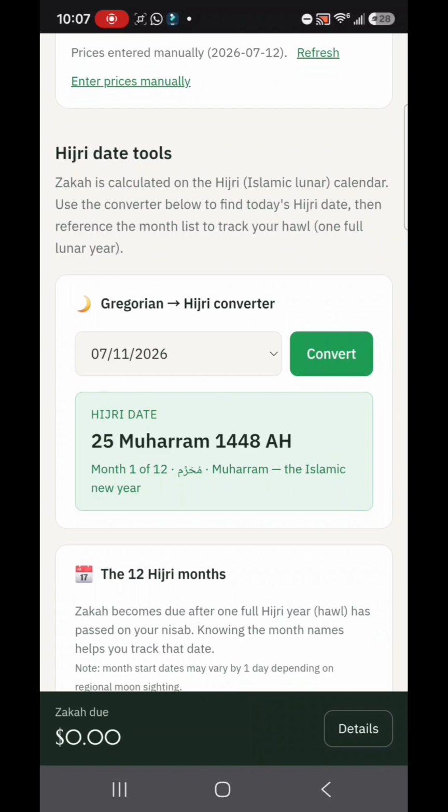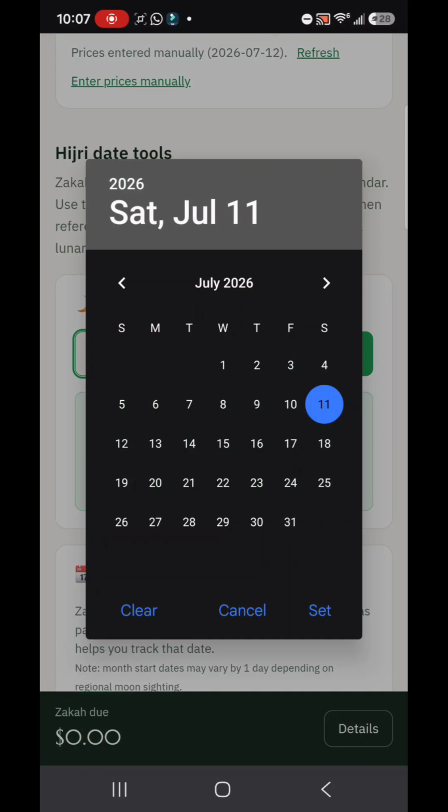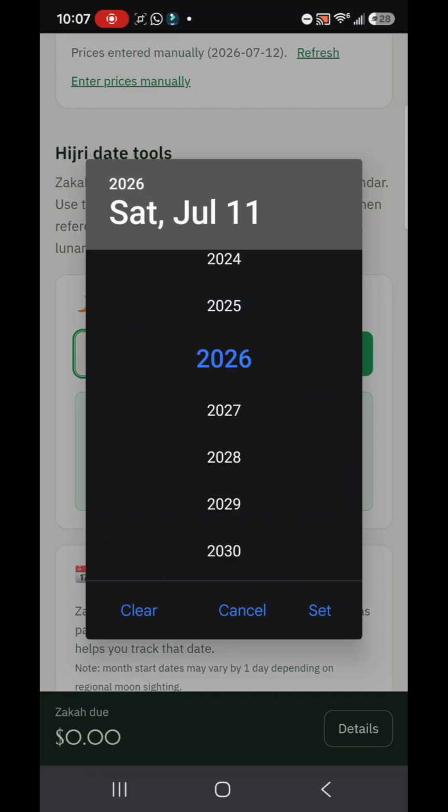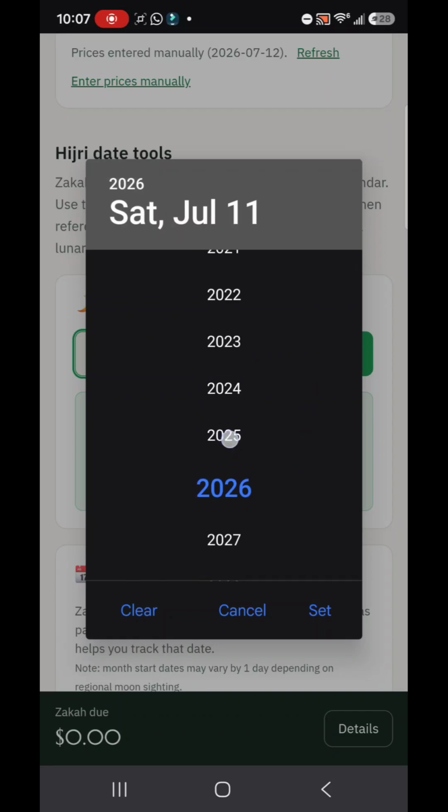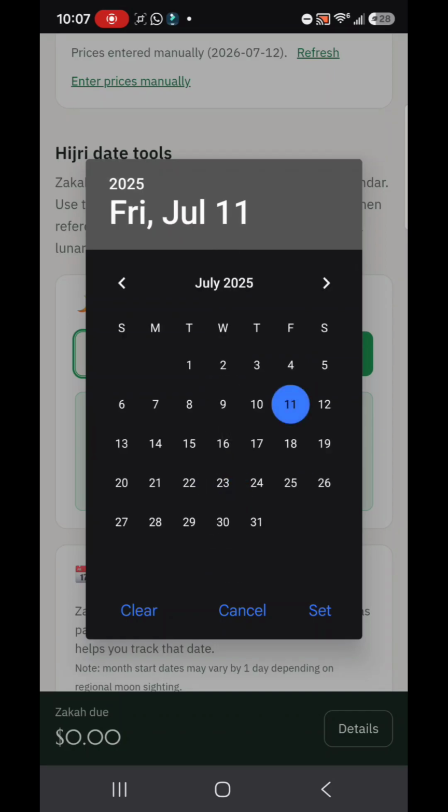Gregorian to Hijri. So for example, let's say you wanted to go to the year before, click up on top. Okay, let's say you want to go to 2025. That's when you had the money. And let's say your money reached the nisab, which we'll talk about very soon, in the month of September. If you can't remember, then just do your best guess estimate.